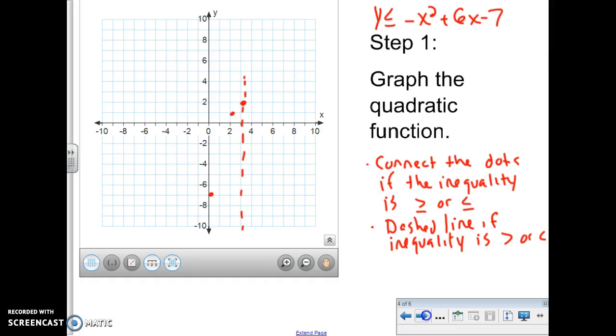I have a point at 2, 1, and I also have a point at 1, -2. Okay. So I'm just reflecting the points over. I'm going to connect the dots with a solid curve because this time it's less than or equal to. So this is what my curve looks like.